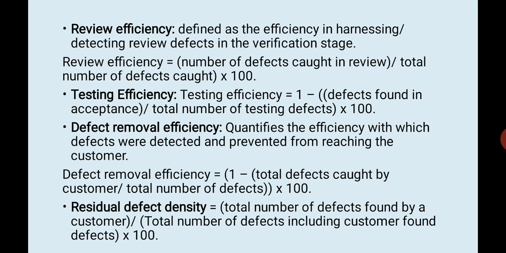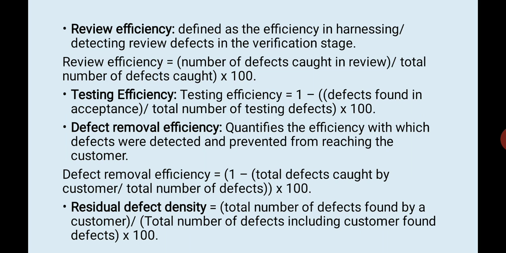Review efficiency. This is defined as the efficiency in detecting review defects in the verification stage. Review efficiency is equal to number of defects caught in the review divided by the total number of defects caught, into 100. Testing efficiency is equal to 1 minus defects found in acceptance divided by the total number of testing defects, into 100.